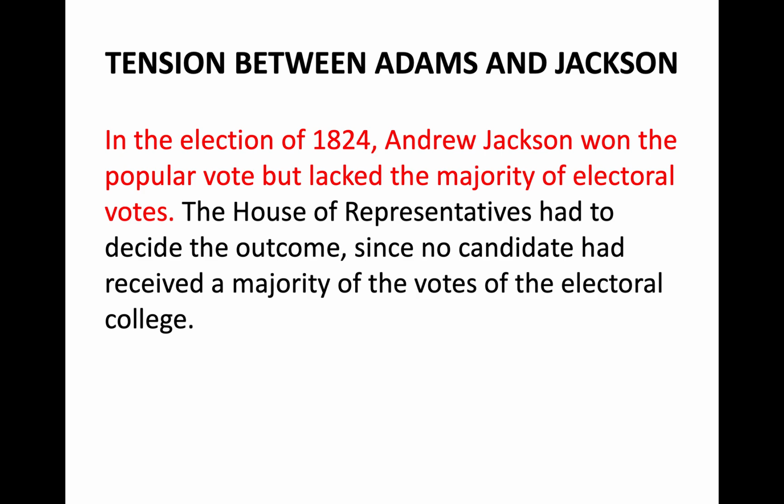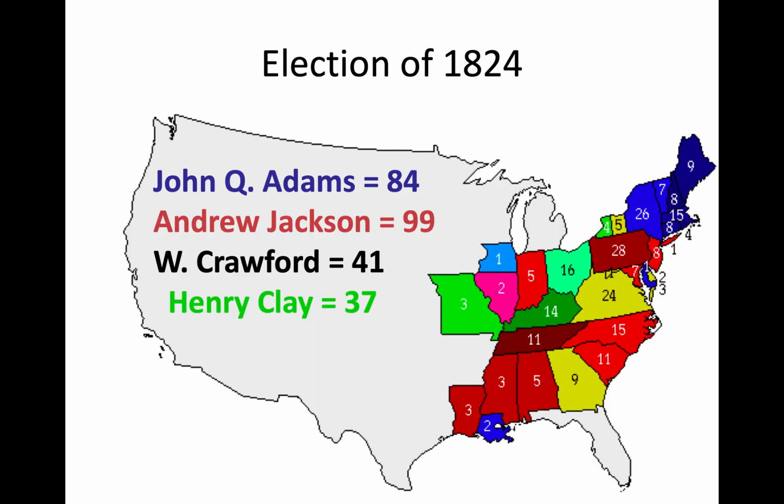In the election of 1824, Andrew Jackson won the popular vote but lacked the majority of the electoral votes, and the House of Representatives had to decide the outcome since no candidate had received a majority of the votes of the Electoral College. So here's a map of what I'm talking about, the election of 1824. You can see that John Adams had 84 electoral votes, and Andrew Jackson had 99.